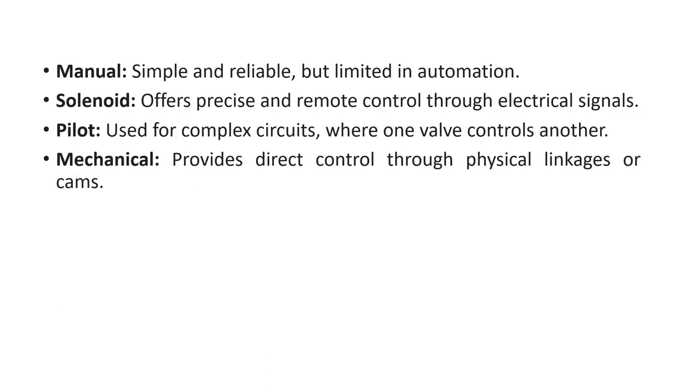This is the operation of direction control valves: manual, solenoid, pilot, and mechanical. Manual is simple and reliable, but limited in automation because a human is required to operate. Solenoid offers precise and remote control through electrical signals. I already told that voltage is required to operate a solenoid valve. Pilot is used for complex circuits where one valve controls another. Mechanical provides direct control through physical linkage or cams, which are used for actuation of the spool.